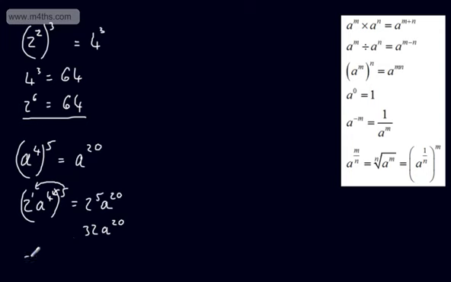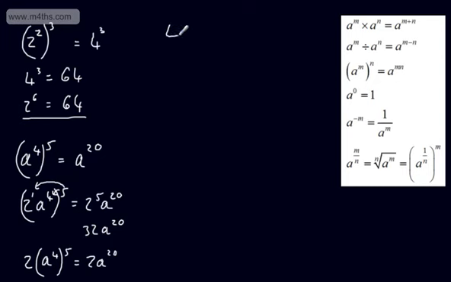This would be different now if we had 2 and then a to the power of 4 raised to the power of 5. This would be 2 lots of a to the power of 20. Just be careful with that. It's a common error students seem to make quite frequently. So let's look at some examples of that.